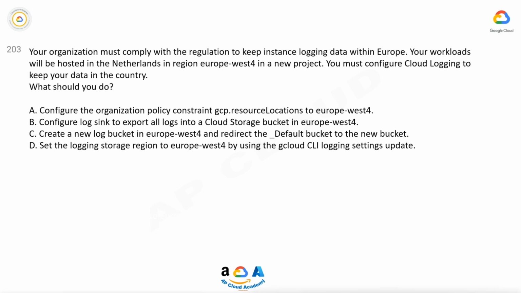A. Configure the organization policy constraint gcp.resourceLocations to europe-west4. B. Configure a log sink to export all logs into a Cloud Storage bucket in europe-west4. C. Create a new log bucket in europe-west4 and redirect the _Default bucket to the new bucket. D. Set the logging storage region to europe-west4 by using the gcloud logging settings update command.